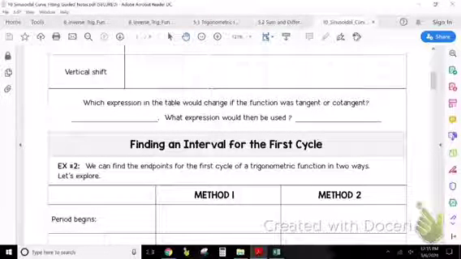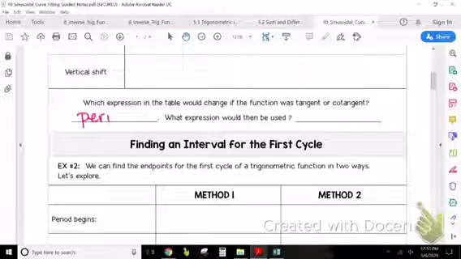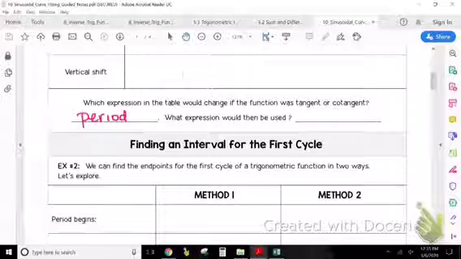All right, so which expression in the table would change if the function was tangent or cotangent? The period, right? And what expression would then be used? Pi over b. Now, there's one other thing that would change too. Do you know what it is?